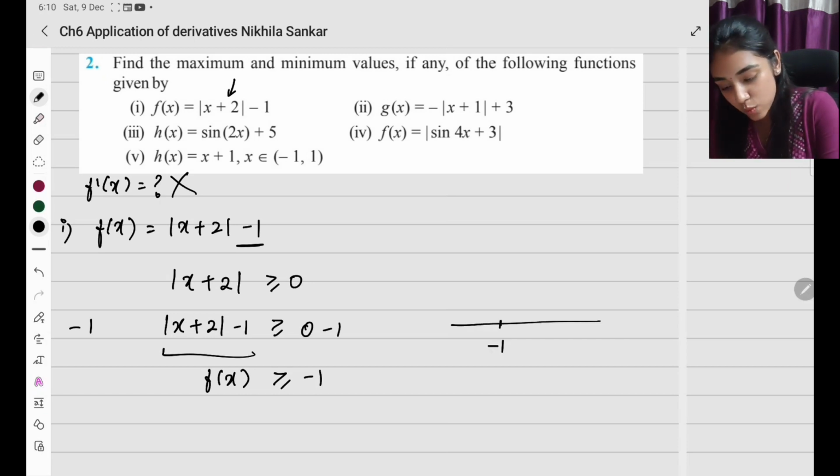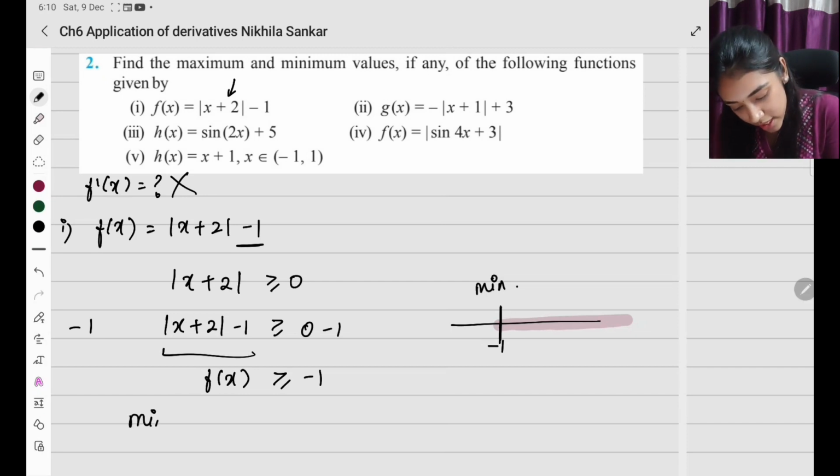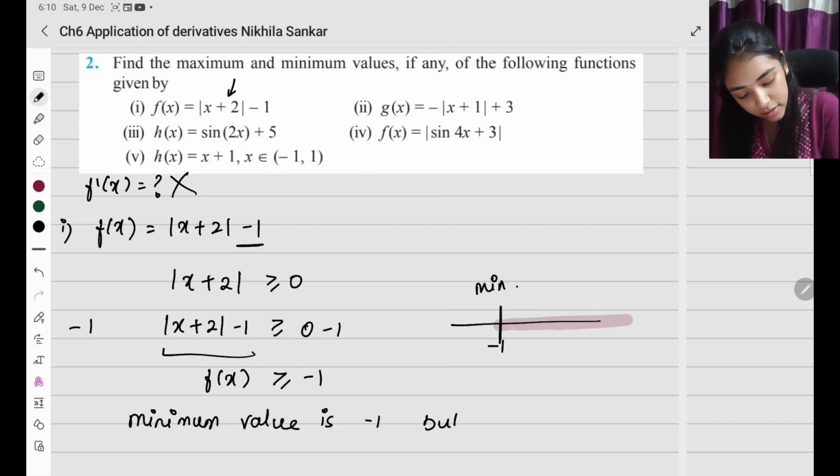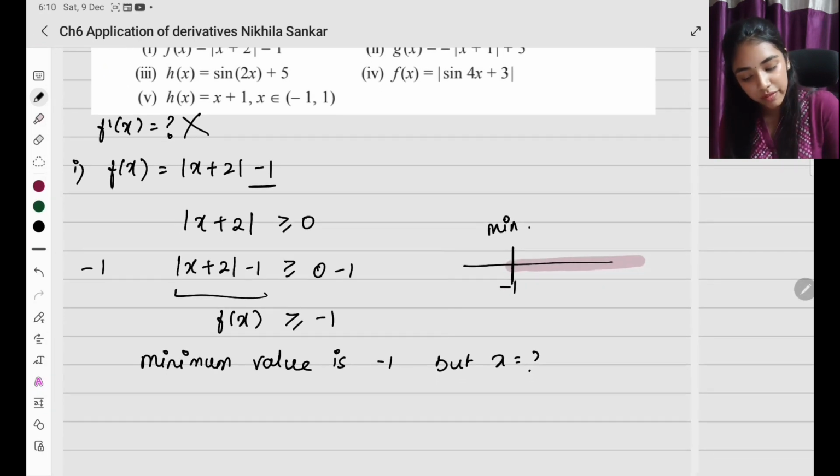So how does my number line look? I have a minus 1 and f of x is going to be greater than. So all the values are going to be on this side. So I have this to be my minimum value. Okay, all the other values are going to be greater. So I found that my minimum value is minus 1, but at what value of x, we have to find out.